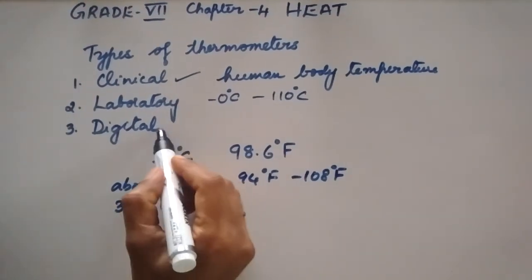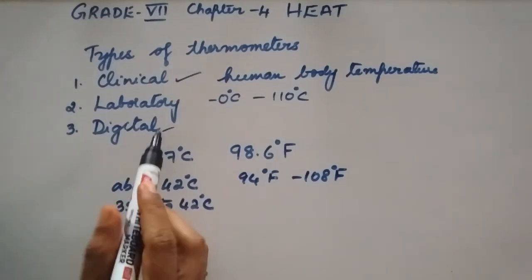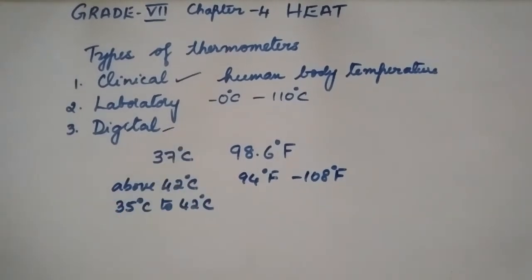Next is the digital thermometer. Digital thermometers are widely used nowadays because the mercury which is used in the clinical thermometer is very toxic in nature. Digital thermometer does not contain mercury. It has a plastic body. It is easy to use and it will provide accurate readings in the form of digital display. Is this clear, students? So these are the three types of thermometers.